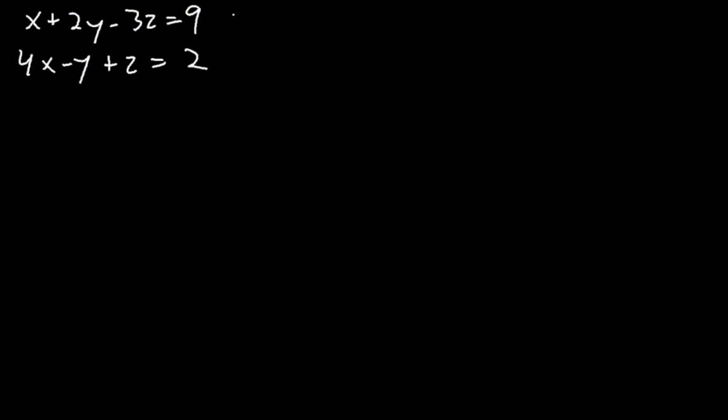One more. X plus 2y minus 3z is equal to 9. 4x minus y plus z is equal to 2. So let's find the vector that is parallel. The normal vectors are 1, 2, -3 and 4, -1, 1 for these two planes. And I'm going to solve for the cross product. So solving for it is this guy.